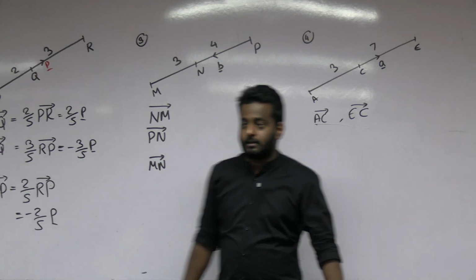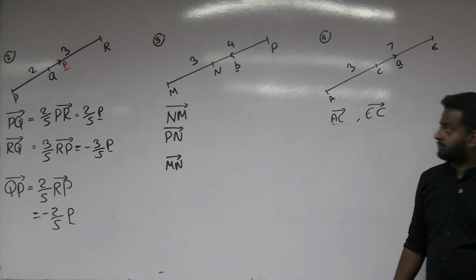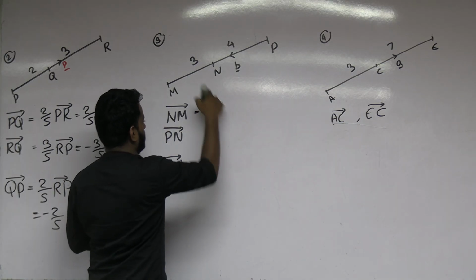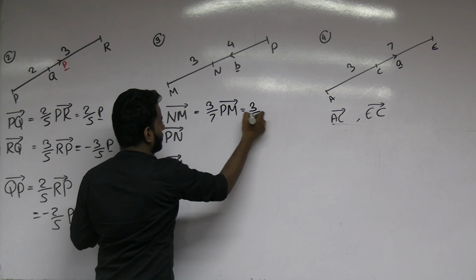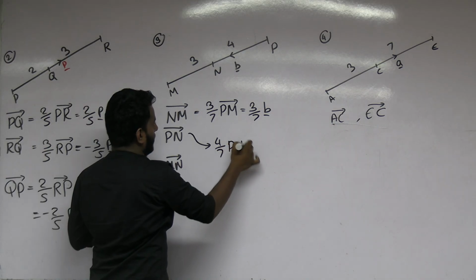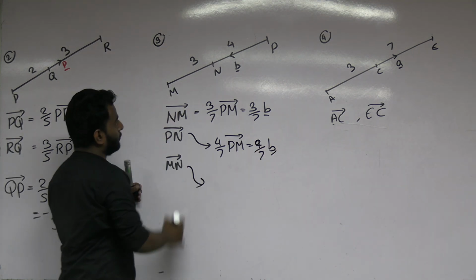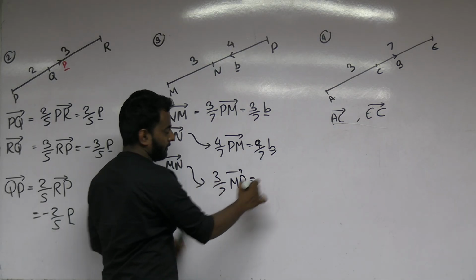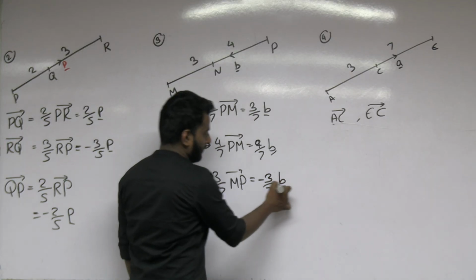Just see whether the answers are correct. Right, so here the vector PM is simple B, and the ratio is 3 over 7, so it's 3 over 7 B. And PN, the ratio is 4 over 7 of PM, so the vector is 4 over 7 B. When you move on to MN, the ratio is 3 over 7 and the complete vector must be MP, which is the opposite of PM, which is minus B. So it's minus 3 over 7 B.